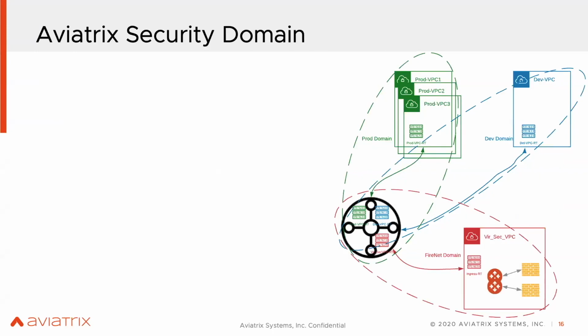Now let's talk about the concept of security domain. The concept of security domain is not only limited to the FireNet. Even if you don't have a FireNet in the picture, you can still use this concept with AWS TGW. So what you can basically do is create the policy and create the network segmentation or security segmentation for your different types of workload. So let's say you have production workload and some dev workload, and these production workloads are sitting in 3 different VPCs, right? The green VPCs you see here.